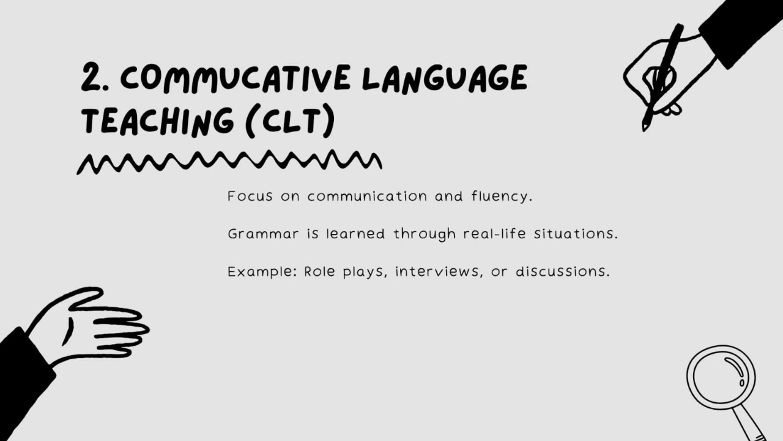In a CLT classroom, activities might include role plays, interviews, storytelling, or problem-solving games. For example, students might act out a restaurant scene or interview each other about their hobbies. Through these interactions, students improve not only their speaking and listening skills but also their ability to think in English. CLT emphasizes fluency first, and grammar is learned through context. Mistakes are seen as a natural part of communication. What matters most is being understood.